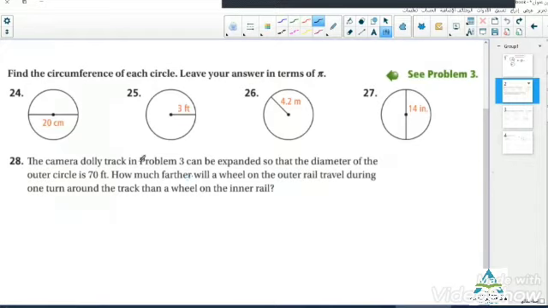Number 24: find the circumference of each circle. Leave your answer in terms of pi. In this one, he asked us to find the circumference using pi. You know the circumference equals pi times d, or 2 pi r. So here in the first one, the circumference is going to be 20 pi.